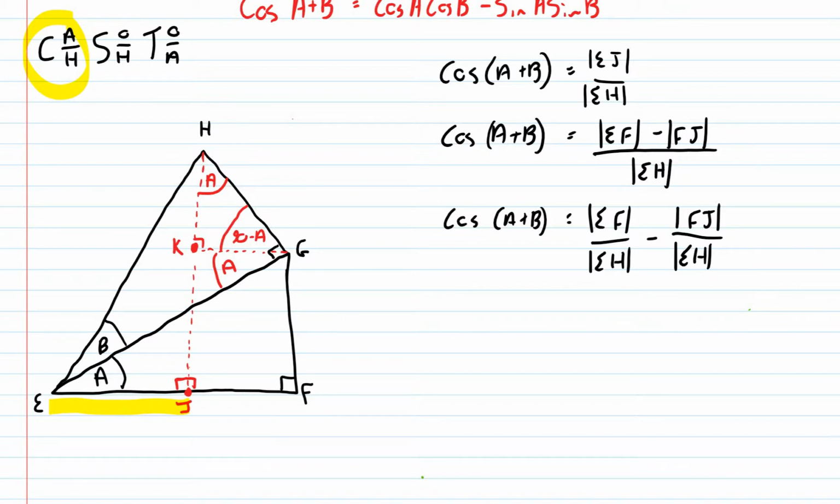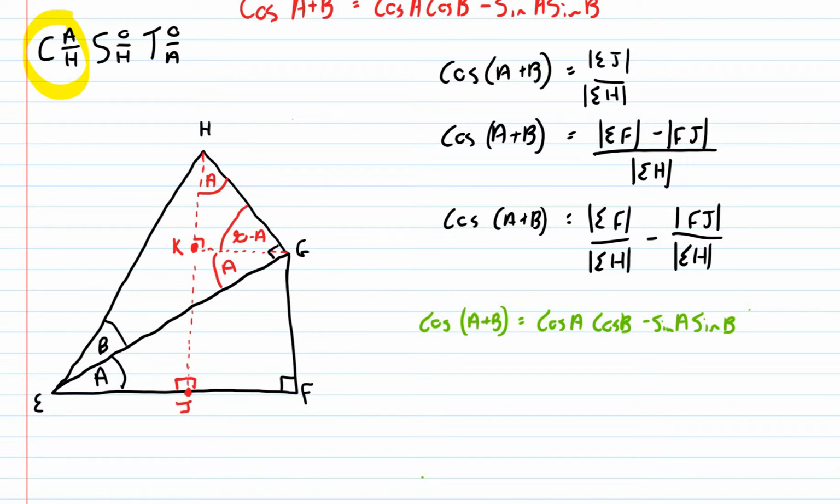Right, so this is what I have. What do I want though? Let's rewrite it. I want cos(A + B) equals cos A multiplied by cos B minus sin A multiplied by sin B. Okay, let's have a look at cos A.